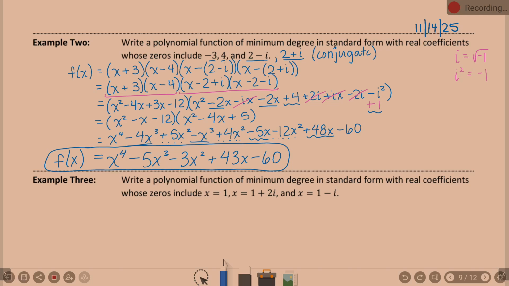Okay, let's work our way through example 3. And we're going to try and be quick about this, so I'm going to keep it moving. Example 3 asks us to write a polynomial function of minimum degree. They're not cluing us in on how many zeros to expect. Standard form with real coefficients whose zeros include 1, 1 plus 2i, and 1 minus i.